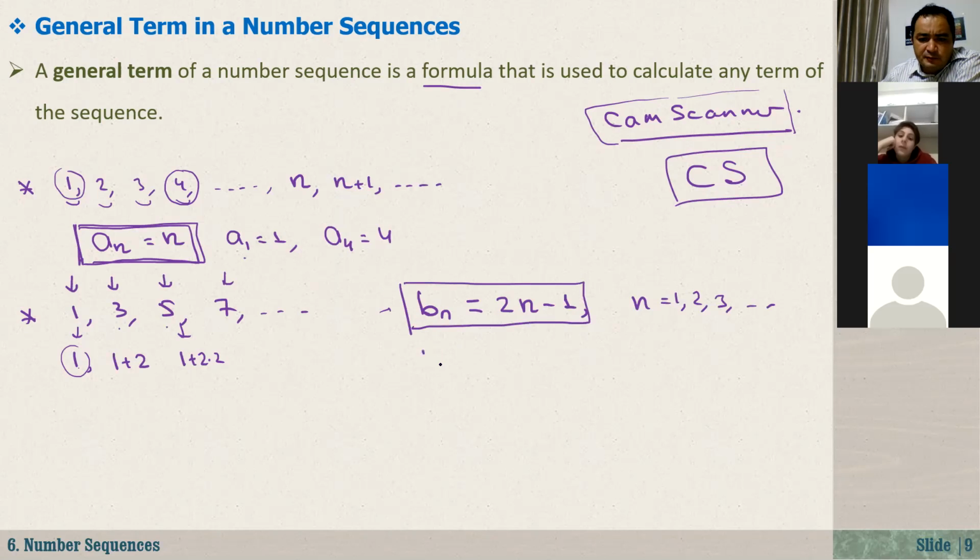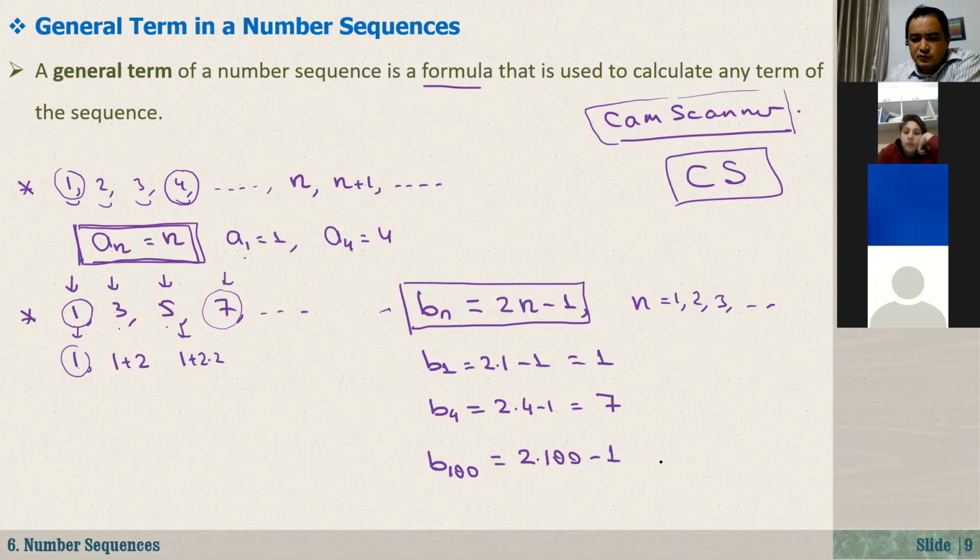As you see here, for example, b sub 1. What is it? It means that it is the first term of this number sequence. That is 2 times 1 minus 1. It is equal to 1. The first term of this number sequence is 1. And how about the fourth term? Let's say b4. That's equal to 2 times, I should substitute 4 for n here, 2 times 4 minus 1, that's equal to 7. So the fourth term of this number sequence is 7. And how about the 100th term here? That's equal to 2 times 100 minus 1, which is equal to 199.